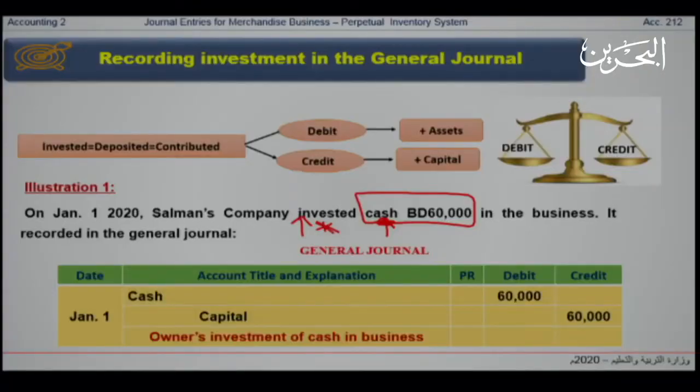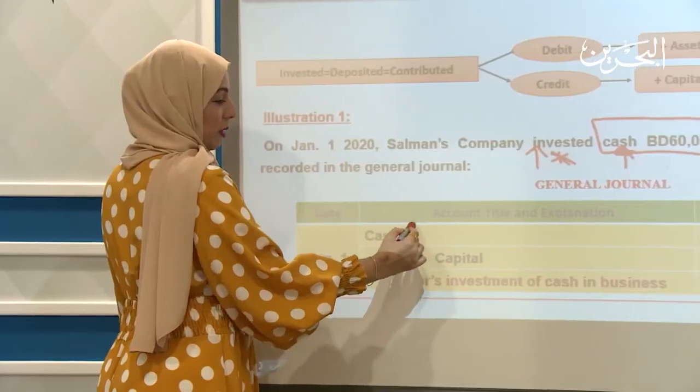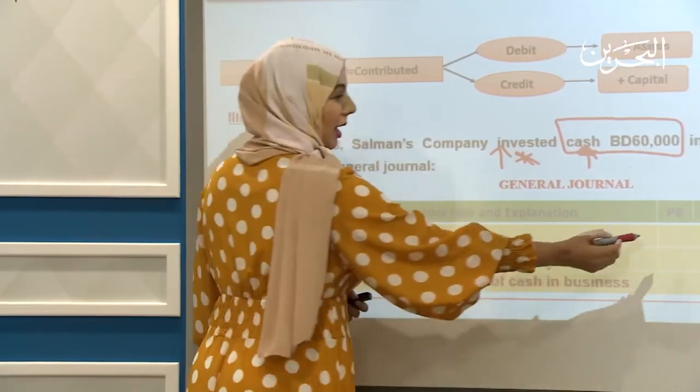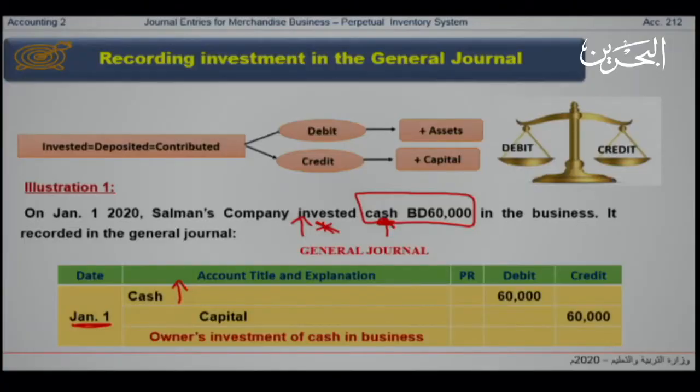When I come to record this transaction, I should write the date, and then my cash will increase and it will affect the debit side, and I will write the 60,000 on the debit side. Also my capital will increase and it will affect the credit side, and I will come to the credit side and write the 60,000.